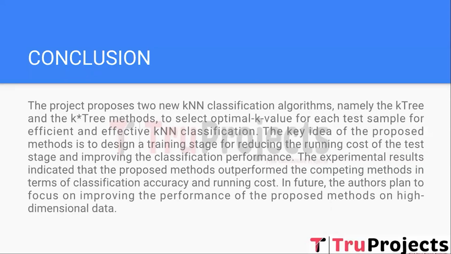In conclusion, the project proposed two new KNN classification algorithms, namely the K-tree and the K-star tree methods, to select the optimal k value for each test sample for efficient and effective KNN classification. The key idea of the proposed method is to design a training stage for reducing the running cost of the test stage and improving the classification performance. The experimental results indicate that the proposed method outperformed the competing methods in terms of classification accuracy and running cost.